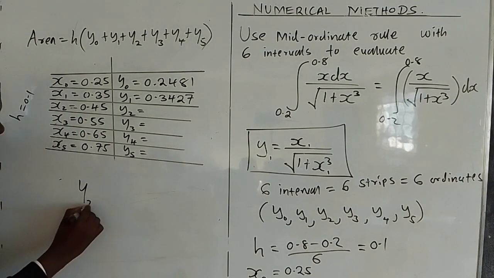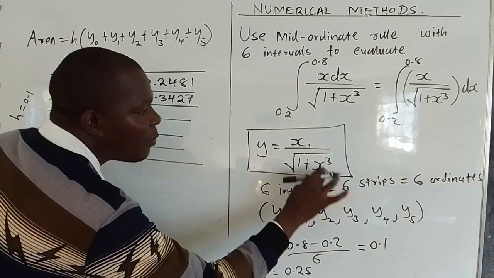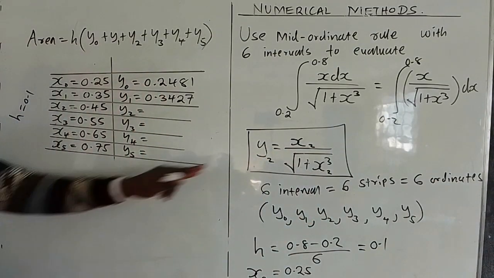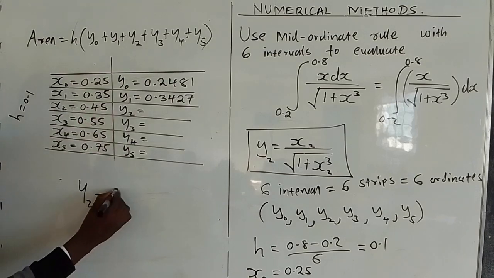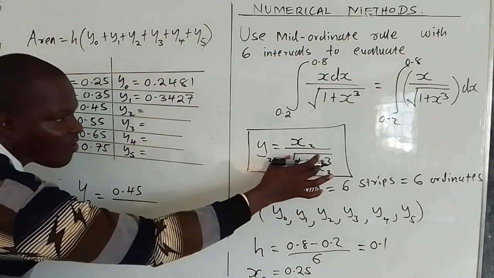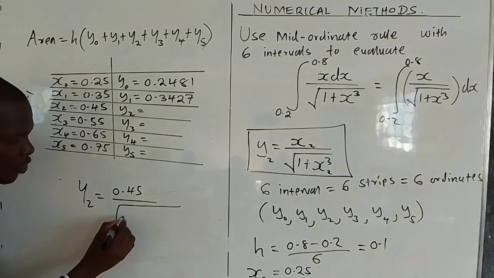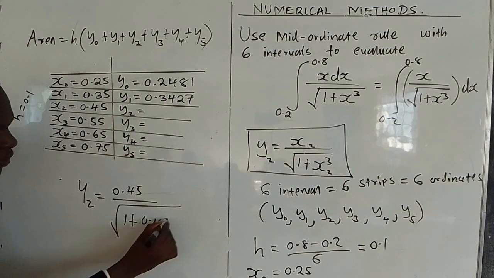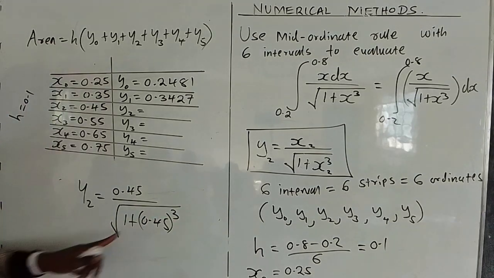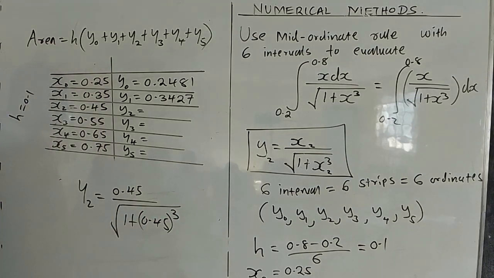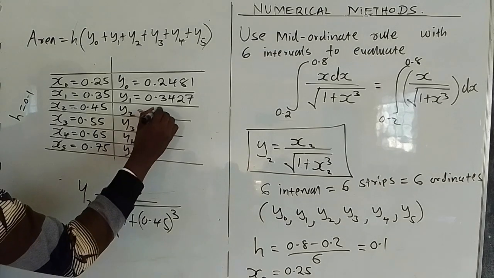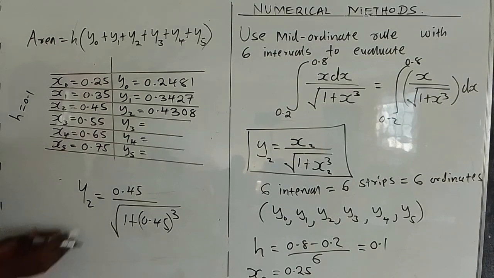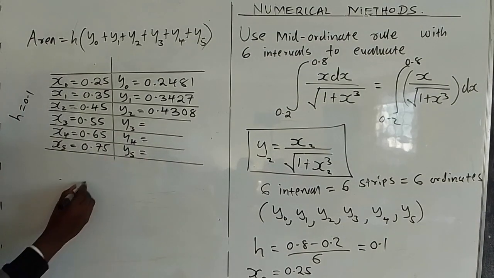The next one is y2. Y2 means if you put y2 here, there you put x2. Meaning you are going to substitute x2 is 0.45. It is 0.45 over square root of 1 plus x2 cubed. x2 is your 0.45 cubed. What do you get? So you get y2 is 0.4308. You are now done with y2, you move to y3.